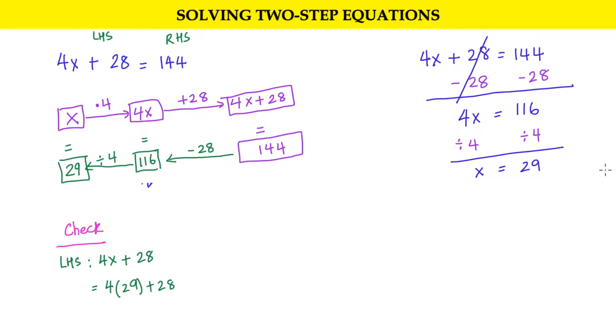I'm going to do some quick calculations here. 29 times 4: 4 times 9 is 36, 4 times 2 is 8, so that's 116. 116 plus 28 is 144. And on the right-hand side, we have 144, and since both the sides are equal, we know our answer is correct.